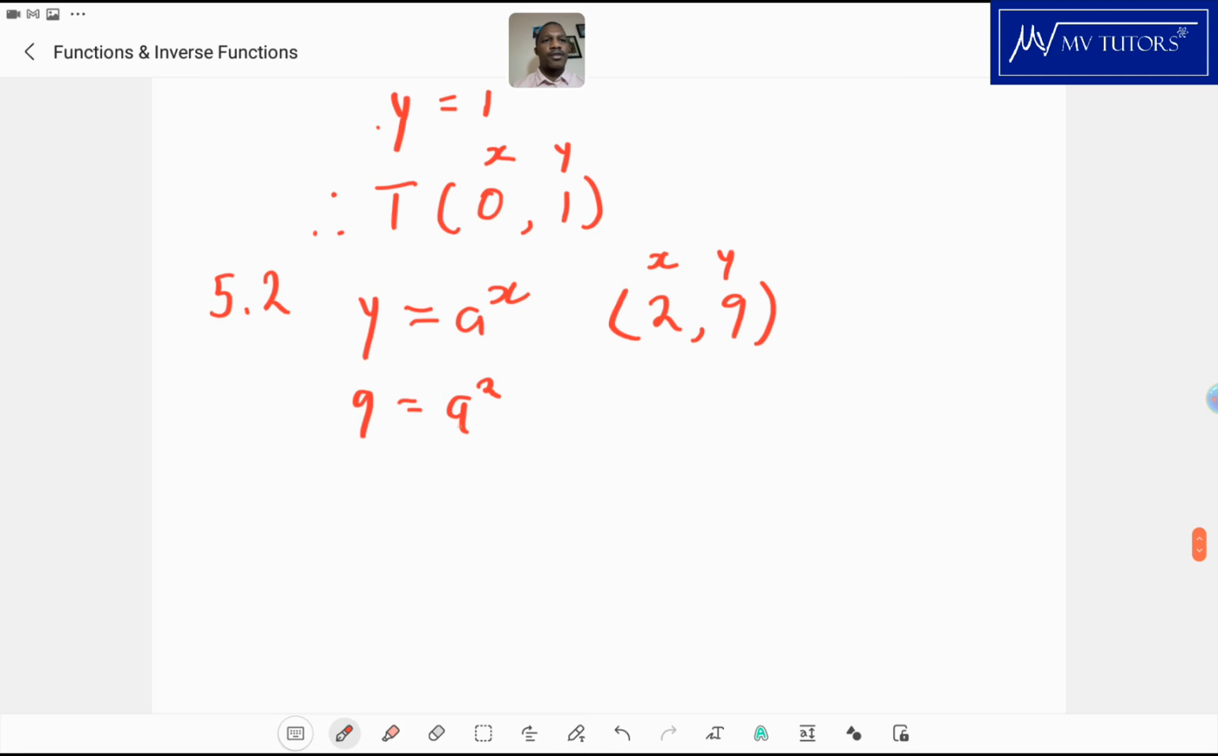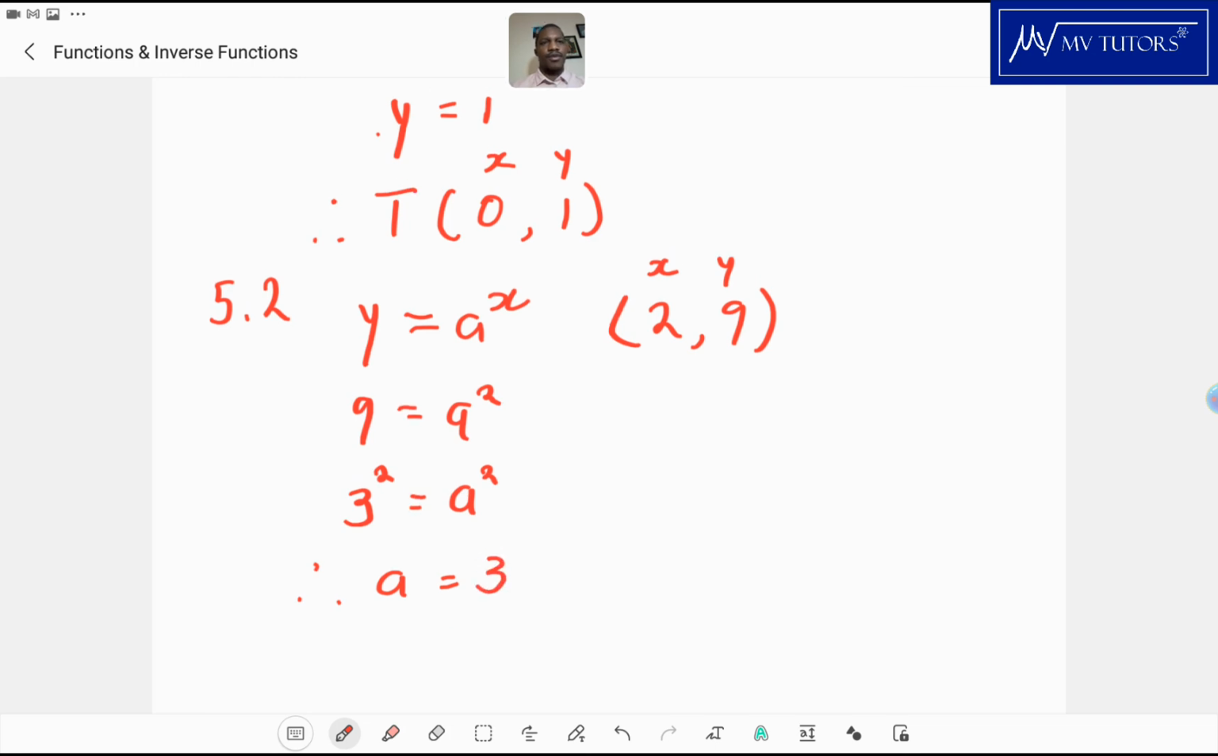Okay, now I need to solve for a. Now if you know your mathematical gymnastics, how to solve exponents, you would know that you need to change the 9 into something that has a power of 2. It just so happens that 3 to the power of 2 is equal to 9. So a to the power of 2. Therefore, since we have 2 and 2, these also have to be the same. a is equal to 3. Okay.